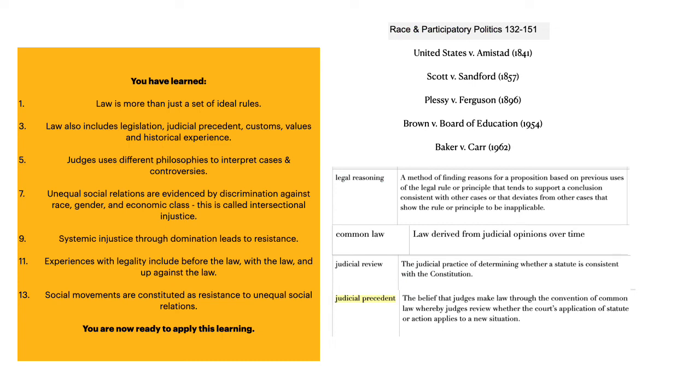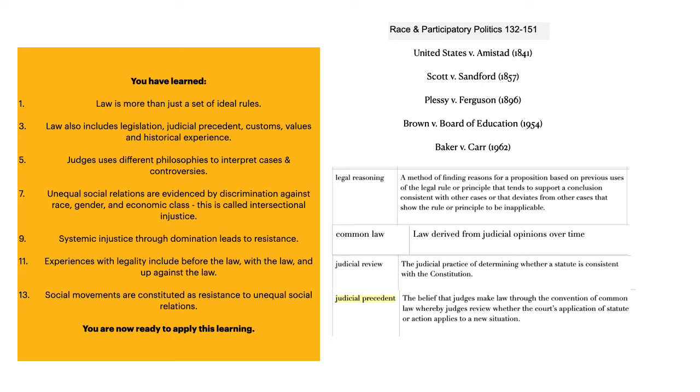You've learned that law is more than just a set of ideal rules. You've learned that law also includes legislation, judicial precedent, customs, values, and historical experience, as well as the way that people go through the process. You've learned that judges use different philosophies to interpret cases and controversies. You've learned that unequal social relations are evidenced by discrimination against race, gender, and economic class, and this is called intersectional justice. You've learned that systemic injustice through domination leads to resistance, right? So the two things are connected to one another. They're integrated, and they are both forms of legality.